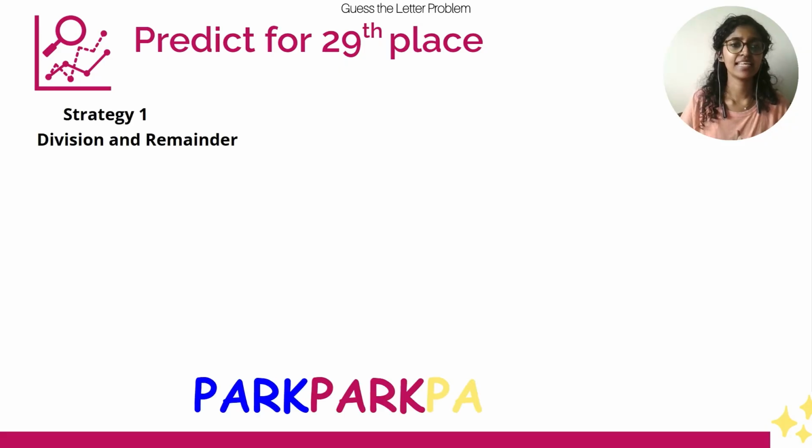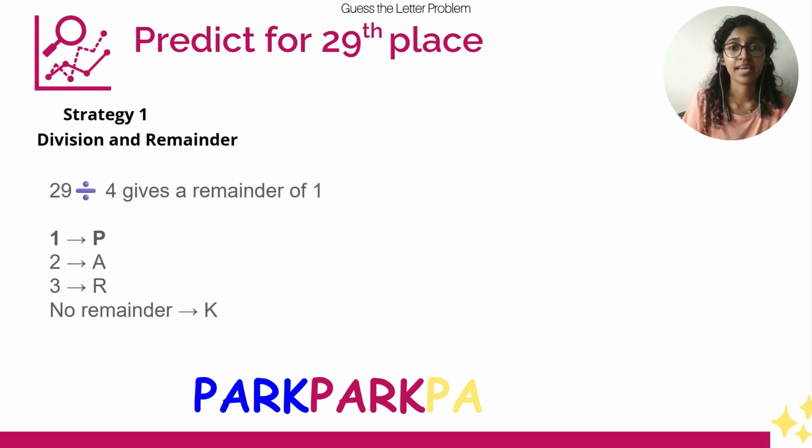The first strategy is the division and remainder method. If you remember, we have already established in the notice and wonder routine that there are four letters in total and they are repeating one after the other. So 4 is constant here. When we are going to predict for the 29th place, the students will divide 29 by 4, and it gives a remainder of 1.